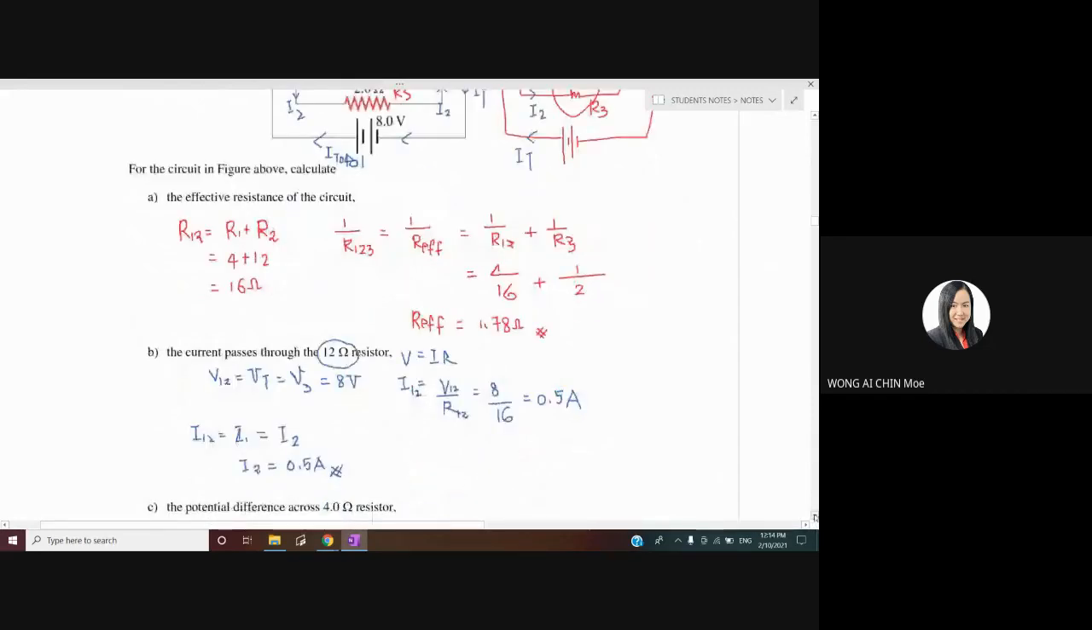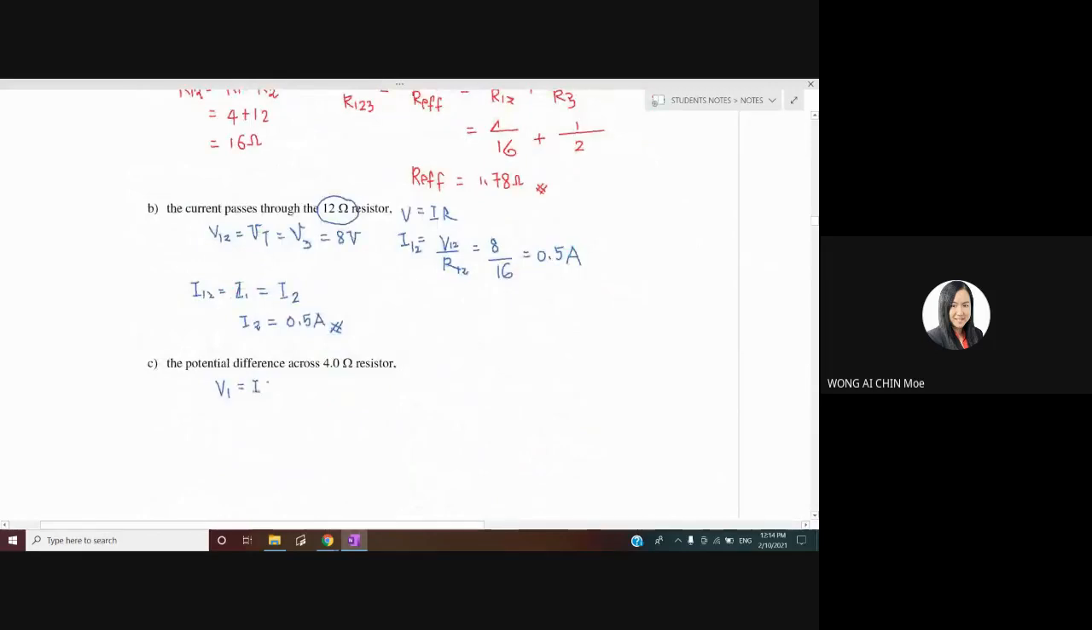So V1 is equal to IR1. V1 we don't know, but we know the current, because I12 equals I1 equals I2. So we know that it is equal to 0.5, and the resistor is 4. So the potential difference is 2 volt. Okay, the potential difference is 2 volt.